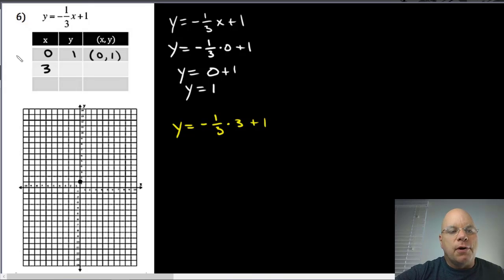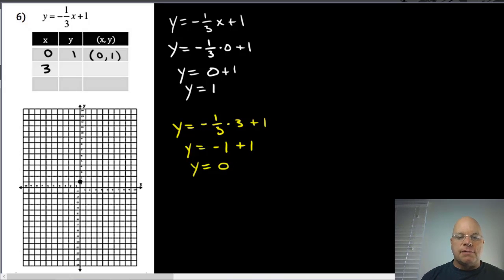I have negative 1/3 multiplied by 3. Well, 1/3 of 3 is 1, and negative multiplied by positive is negative, so y equals negative 3/3, or negative 1, plus 1. Negative 1 plus 1 is 0, that's the additive inverse. And so when x equals 3, y equals 0. So that would be the point (3, 0). 1, 2, 3 to the right. I don't need to go up or down at all.